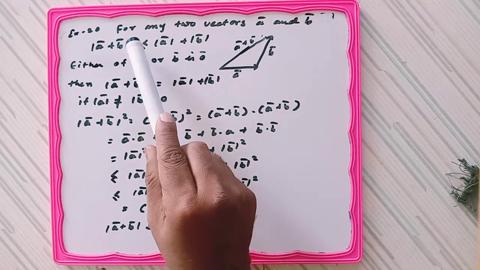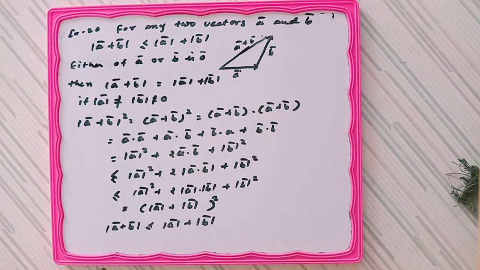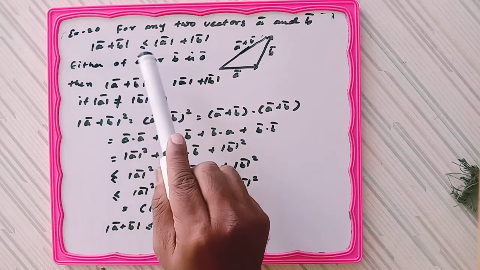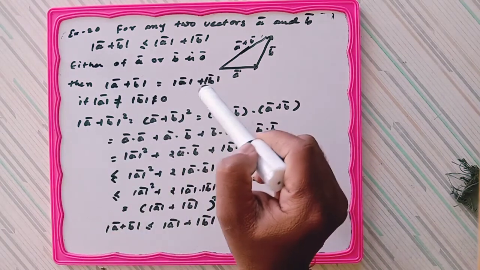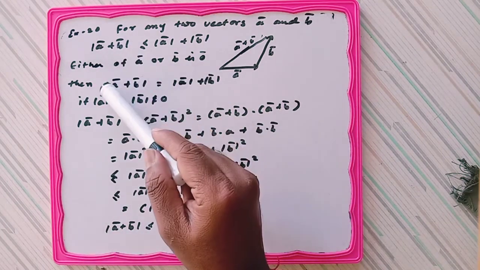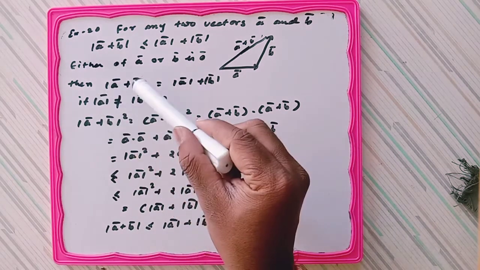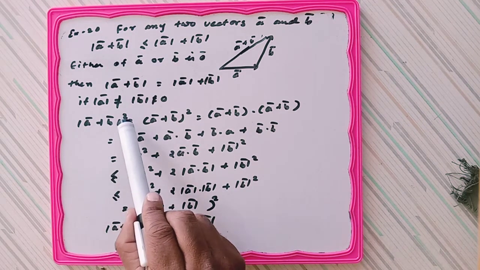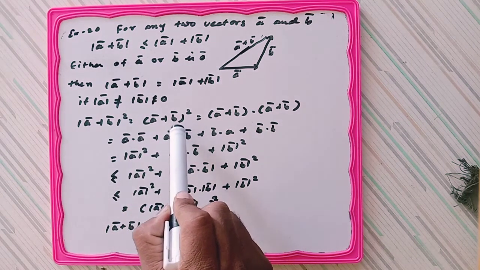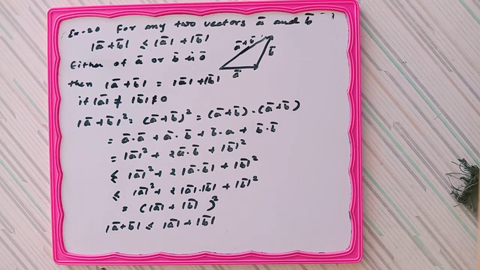Example 20. For any two vectors A bar and B bar, show that the magnitude of A bar plus B bar is less than or equal to the magnitude of A bar plus the magnitude of B bar. If either of A or B is 0, then the magnitude of A bar plus B bar equals the magnitude of A bar plus magnitude of B bar. Now if A bar and B bar are not 0, then we can write the magnitude of A bar plus B bar squared equals (A bar plus B bar) dot (A bar plus B bar).